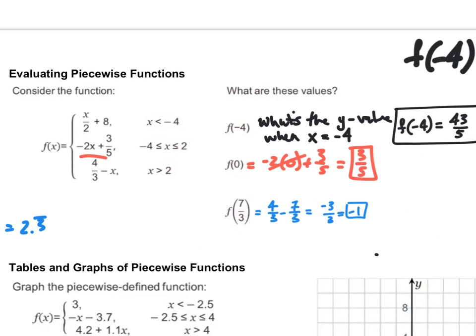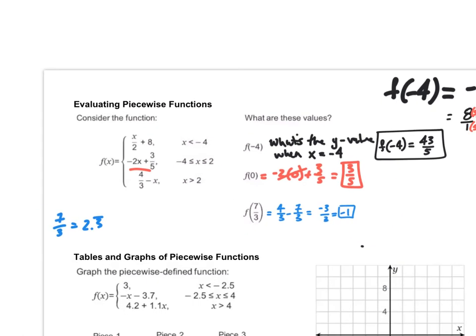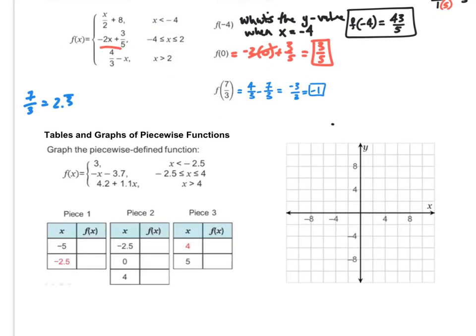So it's kind of tricky. It's not that hard, but you have to think about your domain and what values they fall into. Depending on what your x value is, you'd have three different options to plug it into. Okay. All right, so let's take a look at something here.